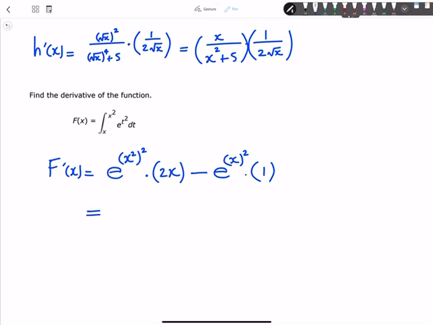And again, if you wish to clean this up, we could write this as e raised to the x to the 4th times 2x minus e to the x squared.